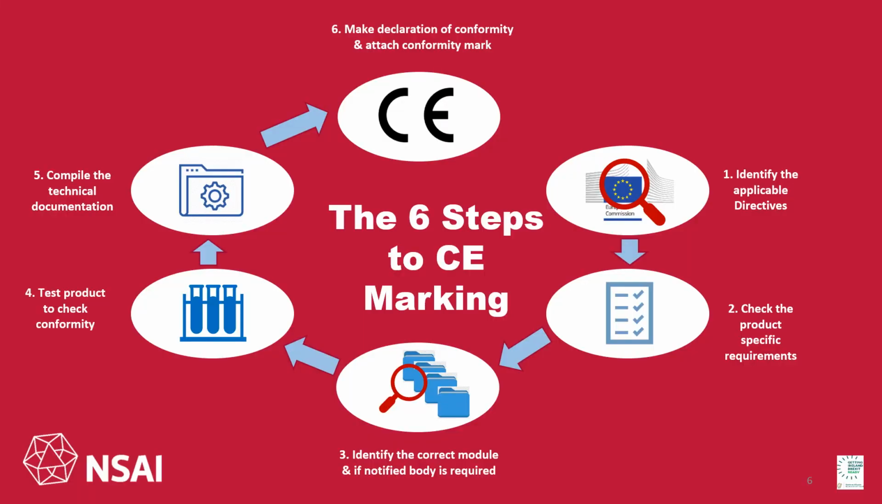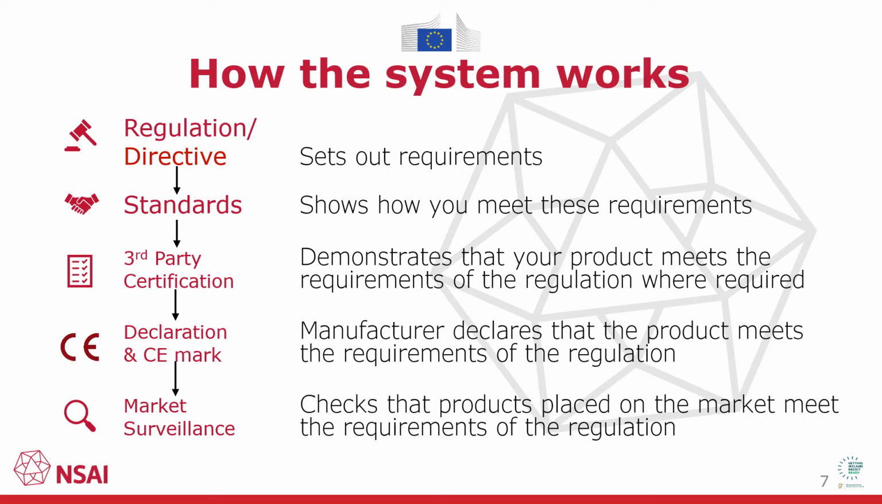Here is a brief summary of the 6 steps to CE marking products, which we covered in the first presentation in the series. The final step, Step 6, draws up the Declaration of Conformity and attaches the CE mark to your product. Now, this Declaration of Conformity is a legal document where the manufacturer declares that the product meets the requirements of the regulation. And here is a brief roadmap of how the system works.